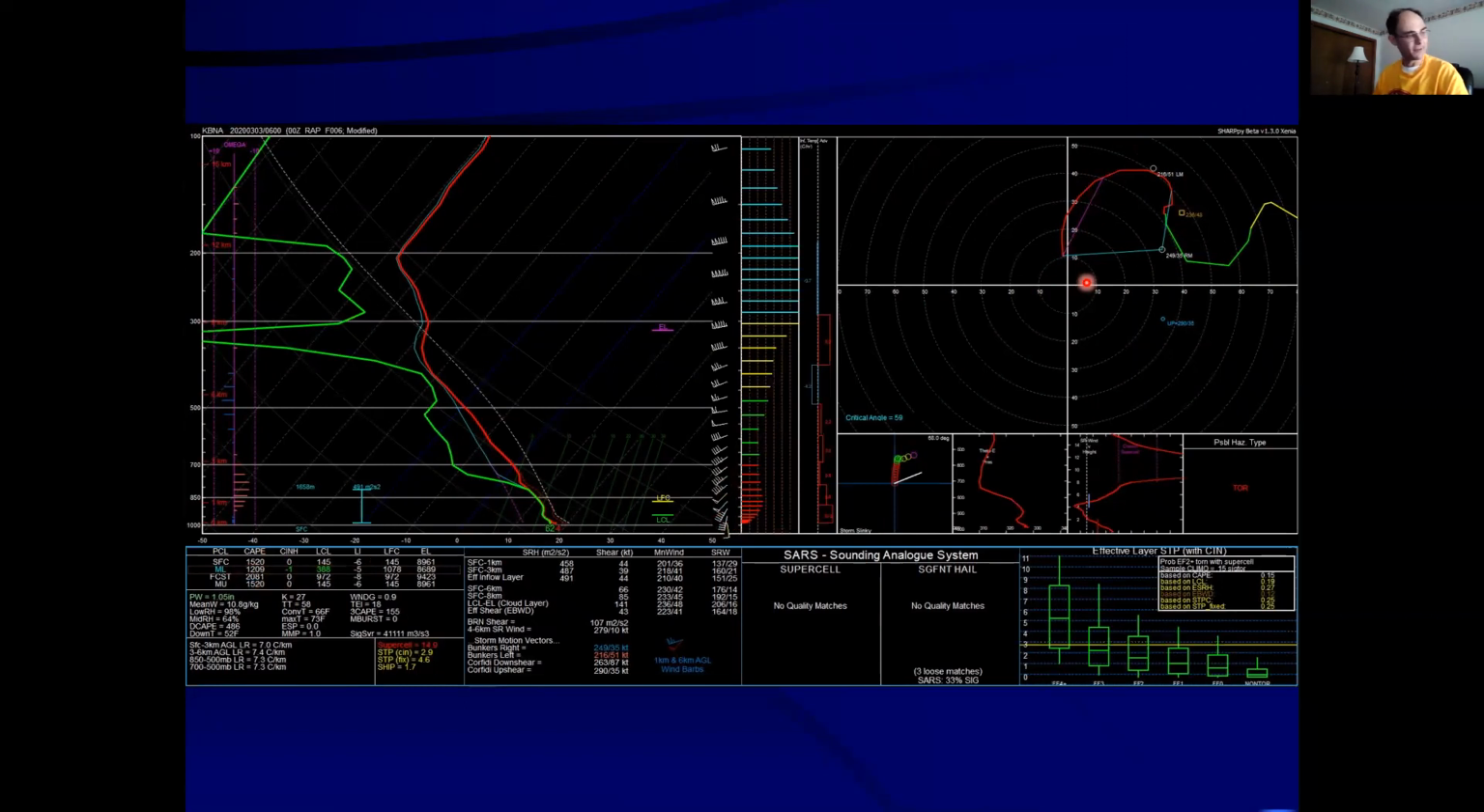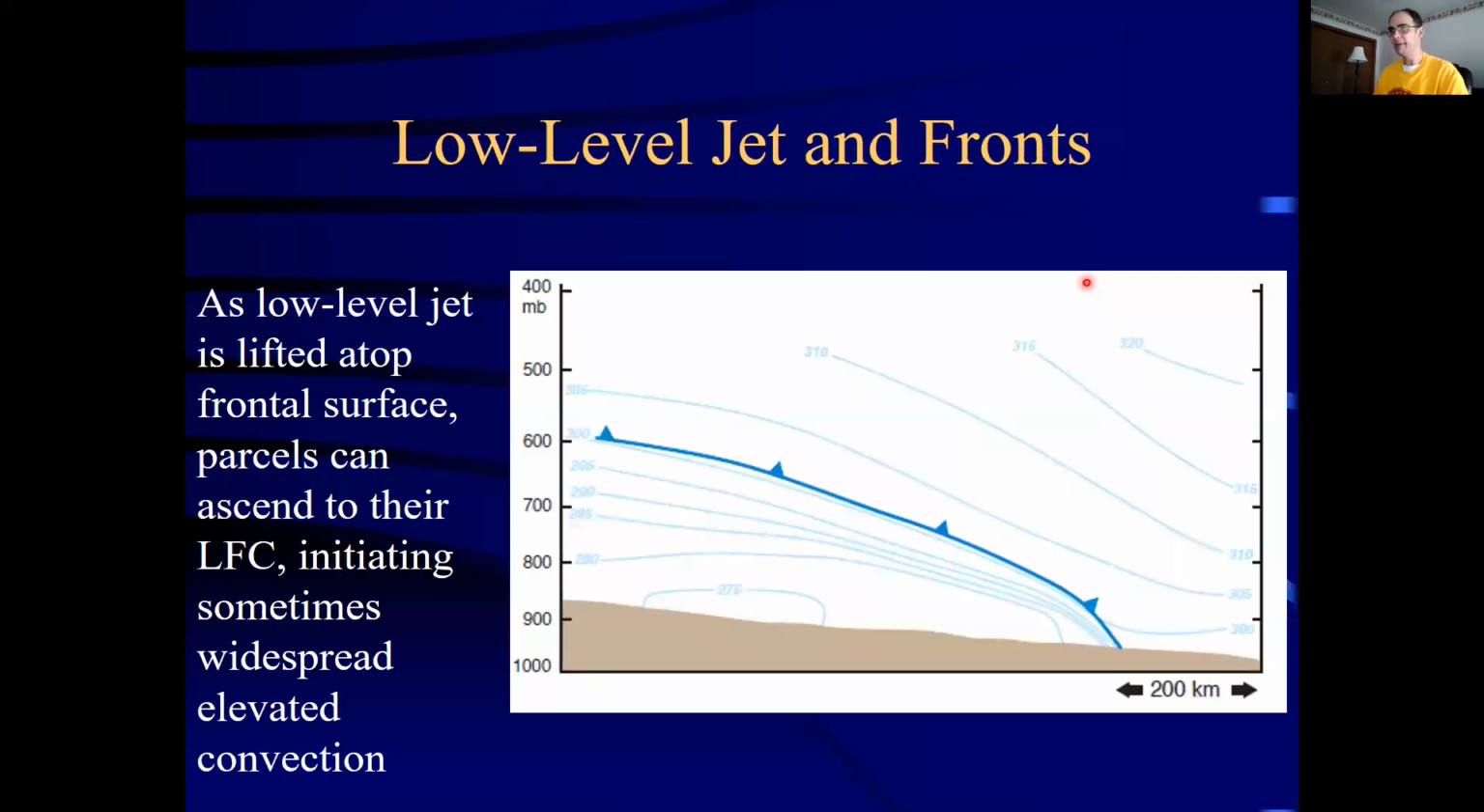All right, so that covers the low-level jet in tornadoes. So now we're going to move on and talk about the low-level jet and the genesis of mesoscale convective systems.